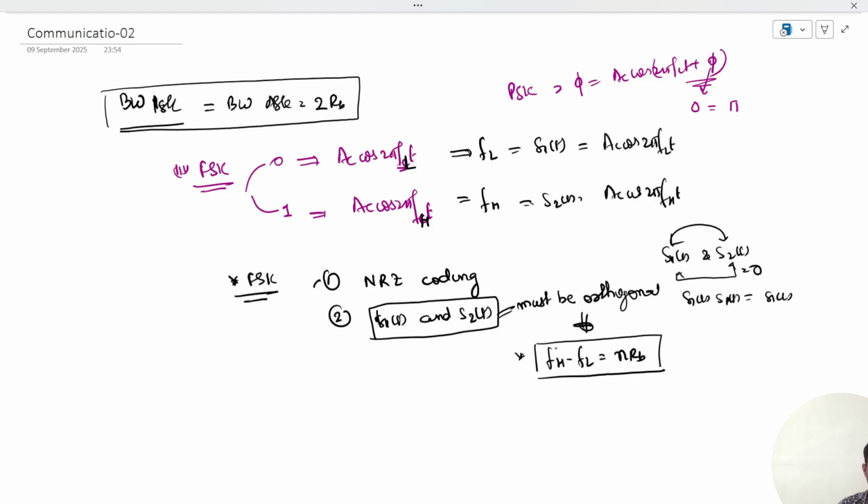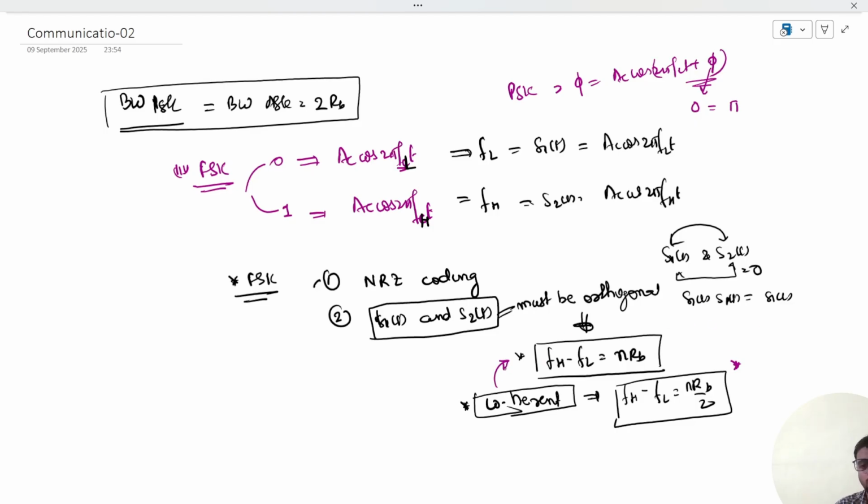So if we are using the coherent demodulation or modulation, whenever the term coherent is used, just remember that to maintain orthogonality, we have fH minus fL equal to nRb by 2. Okay, fH minus fL is nRb by 2. This is an important formula that you have to remember. And when nothing is mentioned, that is, coherent or non-coherent is not mentioned, just remember that fH minus fL is nRb. n is the number of bits. In this case, we have 2.